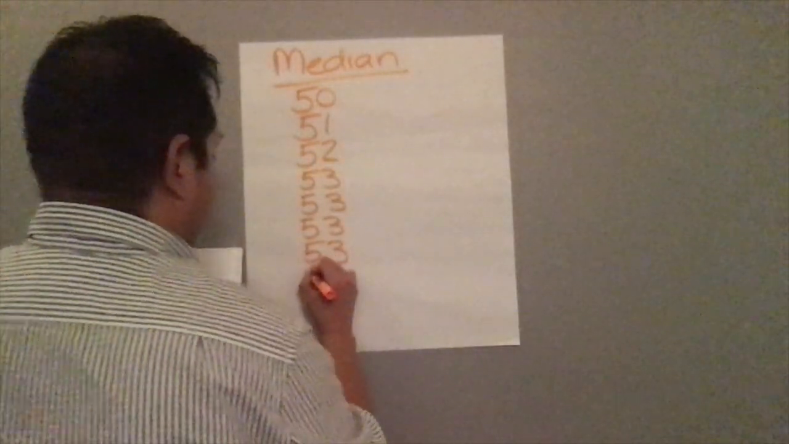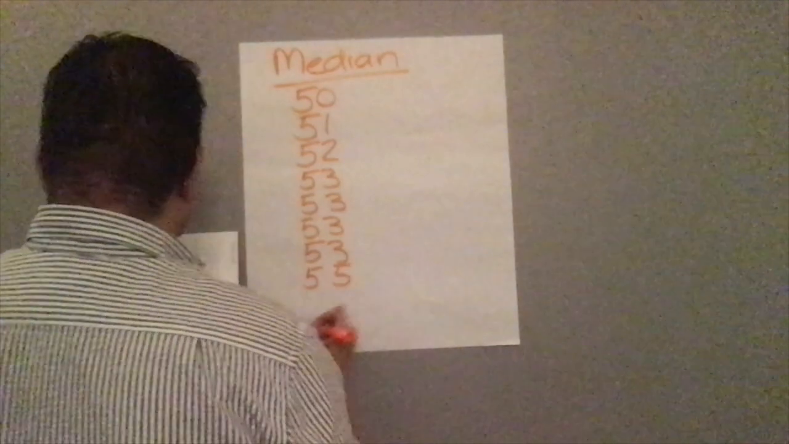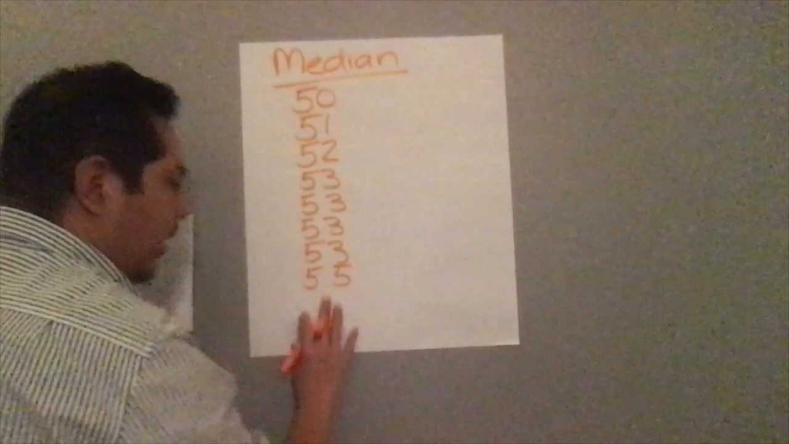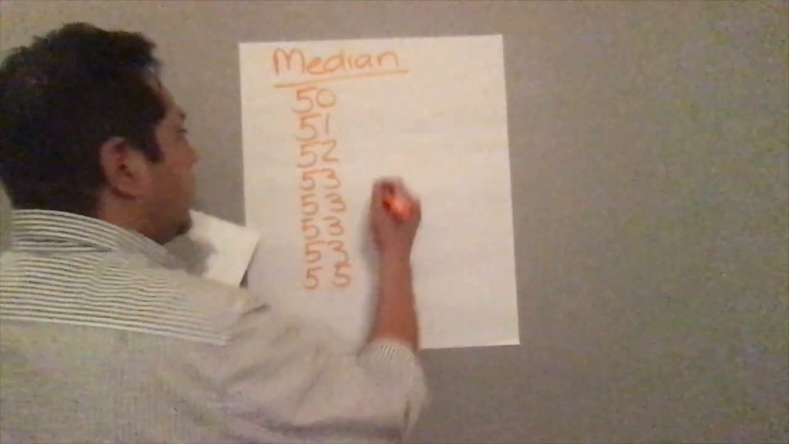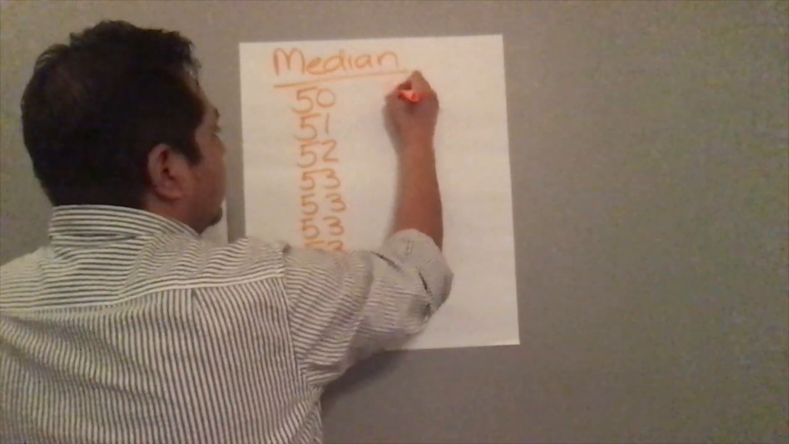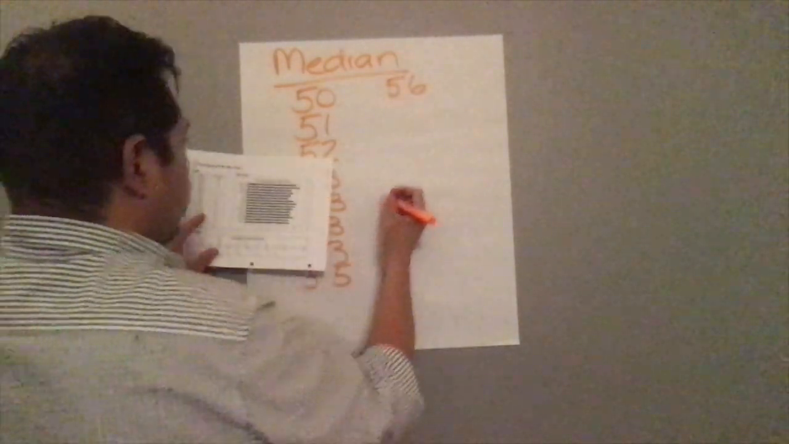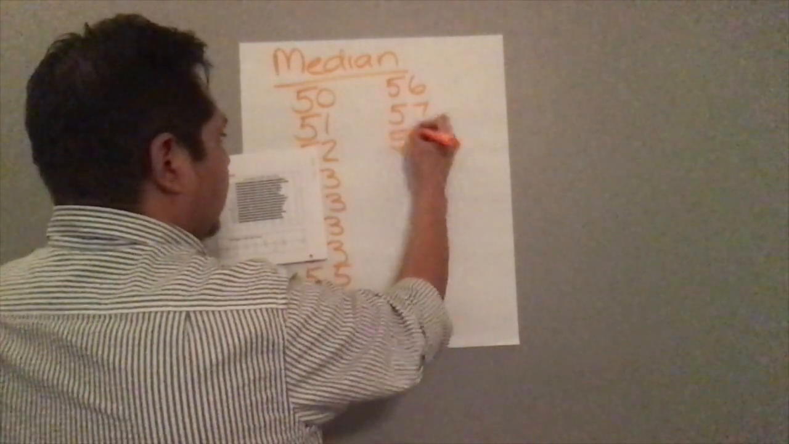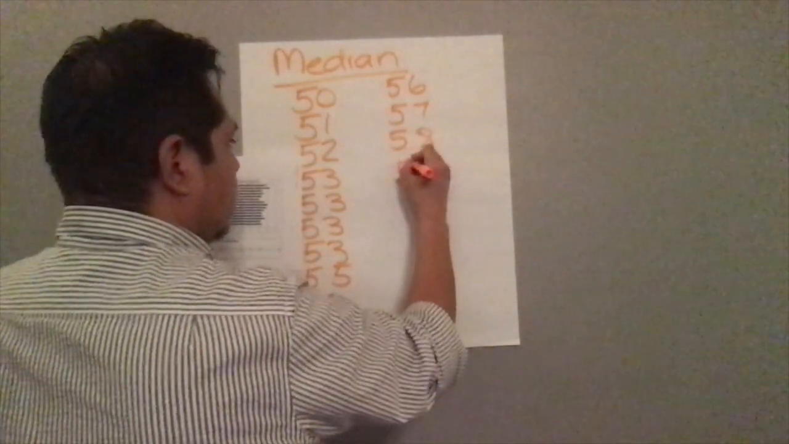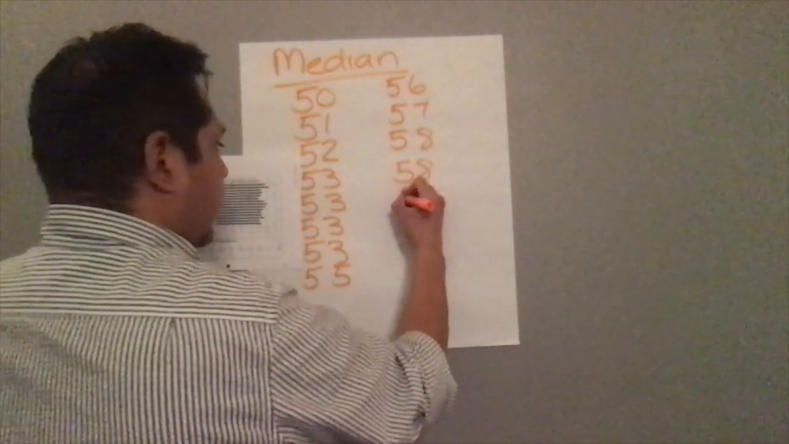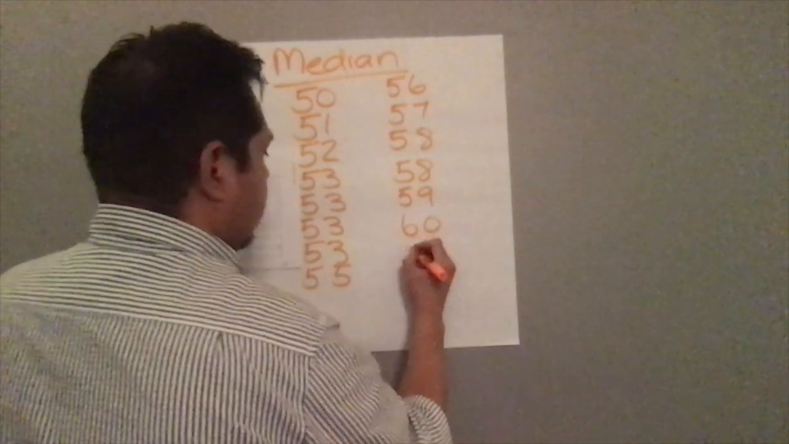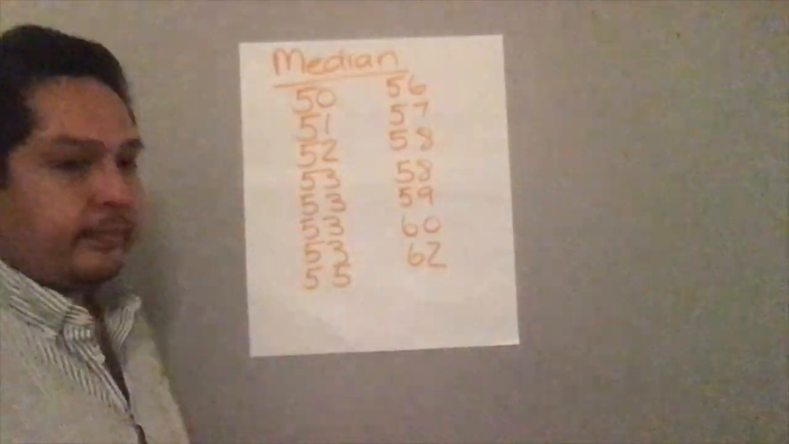There's nothing about 54, so I'm going to skip 54. And then I'm going to write 55. Okay? And then I'm going to start a second column over here. If you have room on your page to continue the list down, go ahead and do that. Okay? So 56 was my next one, followed by 57. Now there are 2 X's over 58, so I'm going to write the number 58 twice. Okay? Followed by 59, 60, and then 62. Okay?